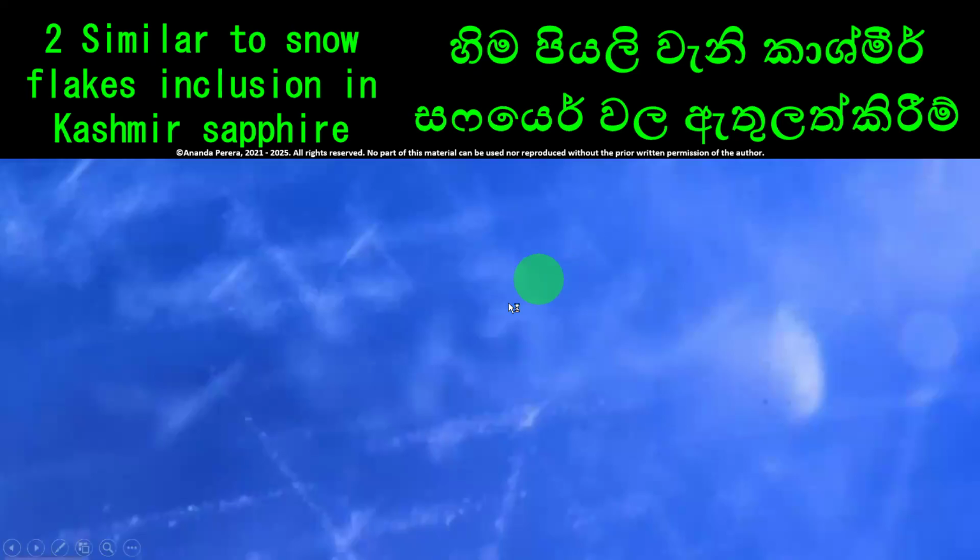Look at this second picture. You can identify it very well. It is different from other sapphires. It's like snowflakes. Snowflake-like inclusions in Kashmir sapphire. Look at this, similar to snowflakes. It is velvety Kashmir sapphire, with snowflakes inside.